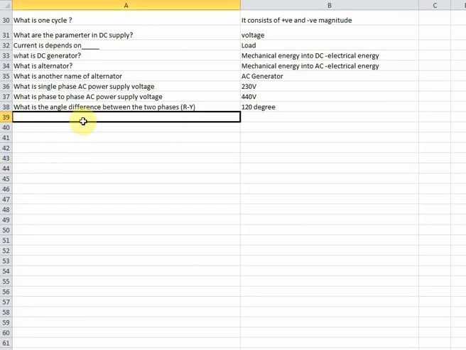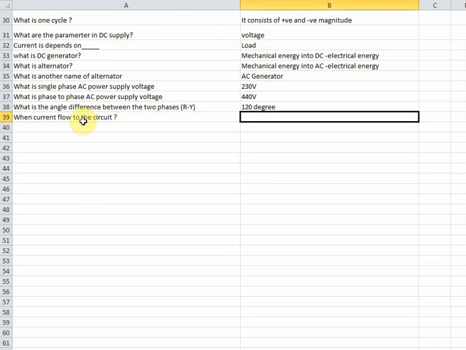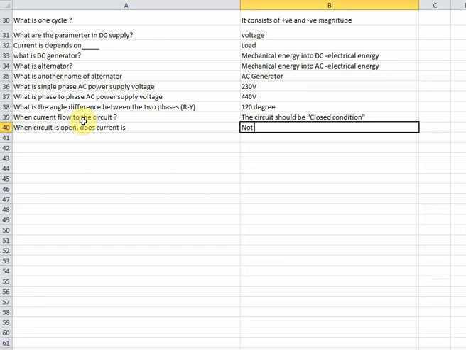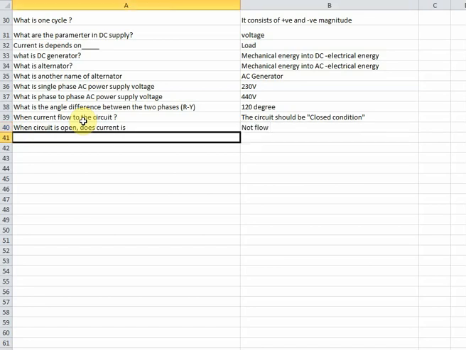Next one. When current flows in a circuit, the circuit should be in closed condition. Okay. When the circuit is open, does current flow? Current does not flow.